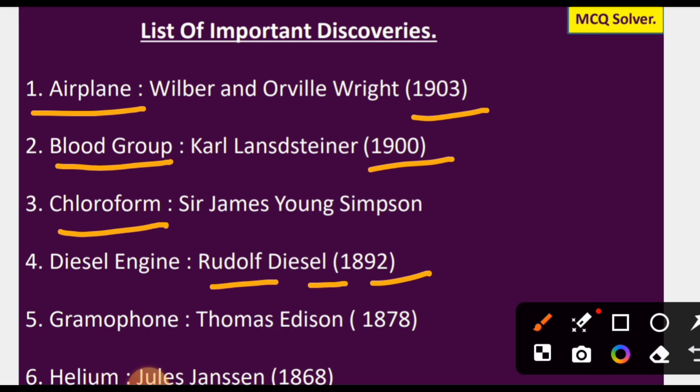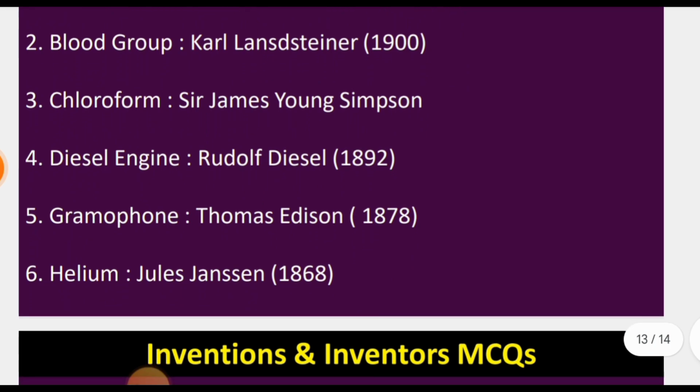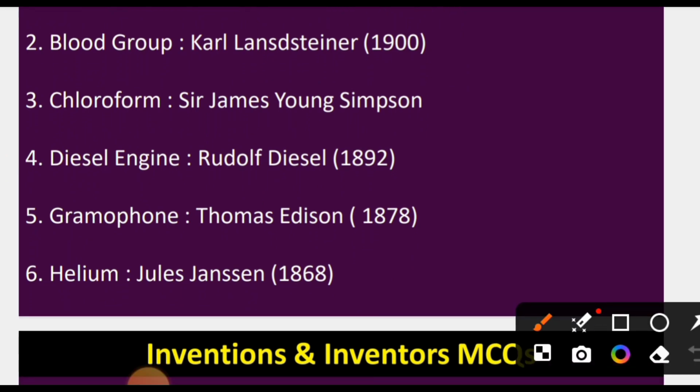Now the fifth one is the gramophone. The gramophone was invented by Thomas Edison in the year 1878. Sometimes the year is also asked in the exam, so make sure that you remember the year also. Okay, now let's move to the sixth one. The sixth one is helium. Helium was discovered by the scientist Jules Janssen, in the year 1868.